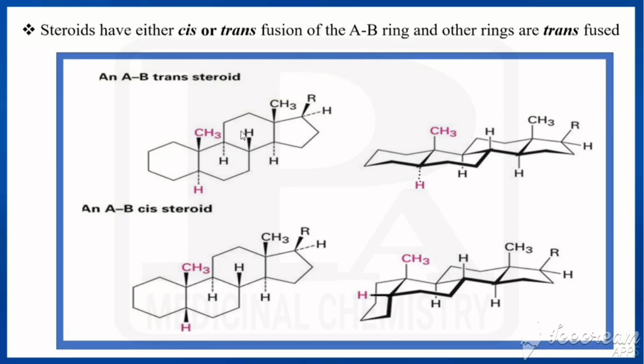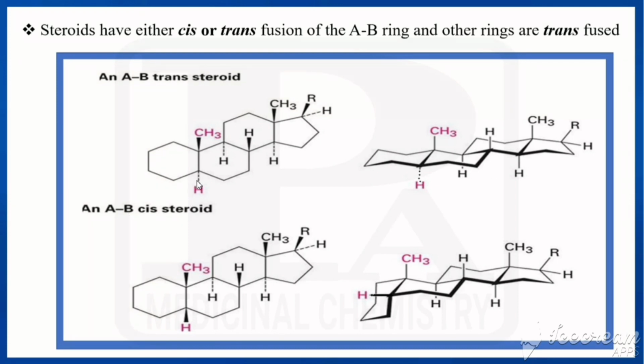Between B and C, this is alpha, this is beta, so trans. C and D, here this is beta, this is alpha, so trans. So according to this structure, between AB that would be trans, BC trans, CD trans. It can also be written like this. This is ring A, this is B, this is C, and this would be the last cyclopentane ring D.